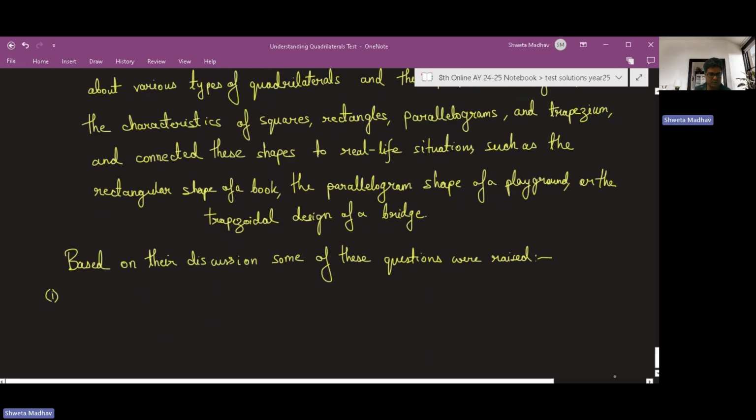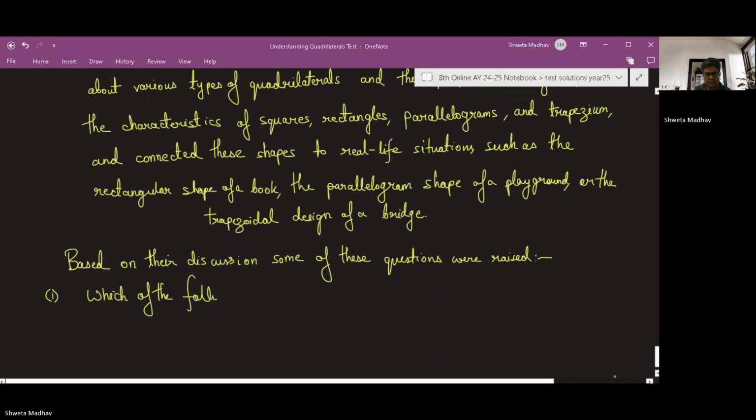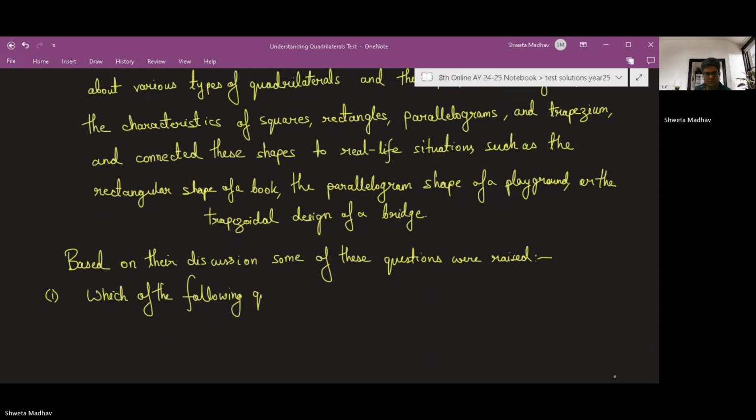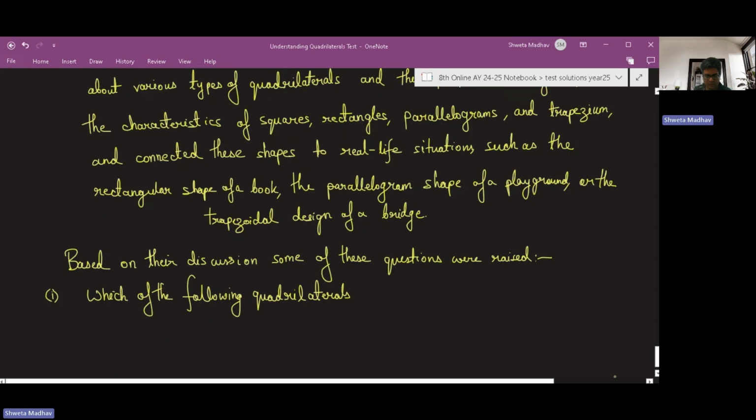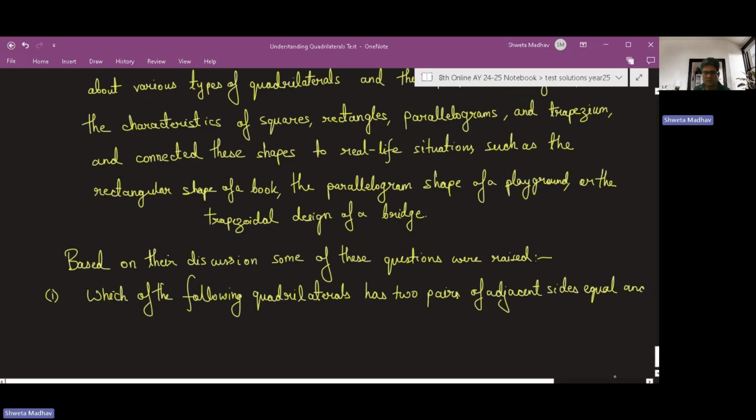So the first subpart is: which of the following quadrilaterals has two pairs of adjacent sides equal, and the diagonals intersect at right angles?